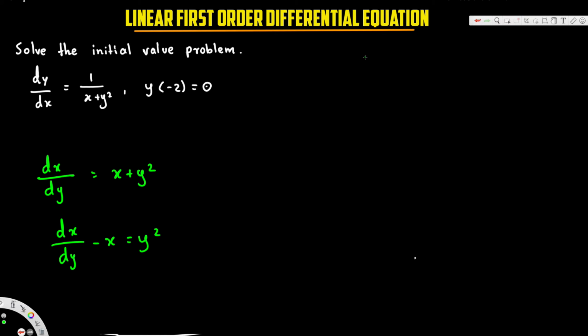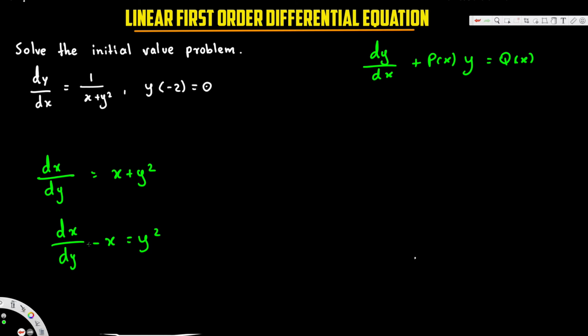Now this is a first order linear differential equation, but this is not in terms of y, because if you look at this one, the standard form of the linear first order differential equation should look like this. It should look like dy by dx plus a function of x multiplied by y equal to a function of x. This is the standard form of the first order linear differential equation.